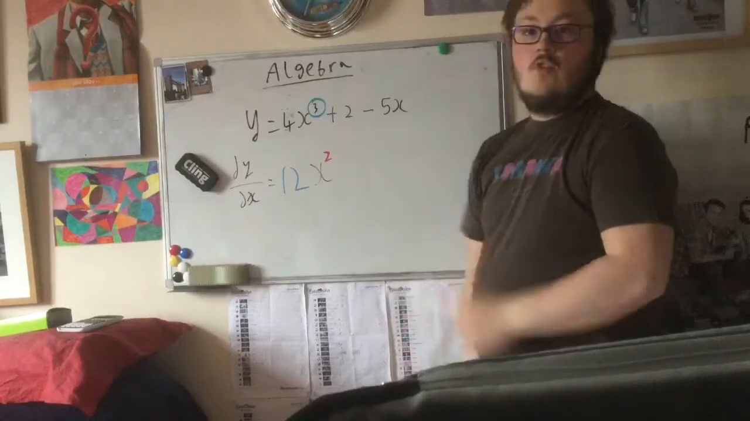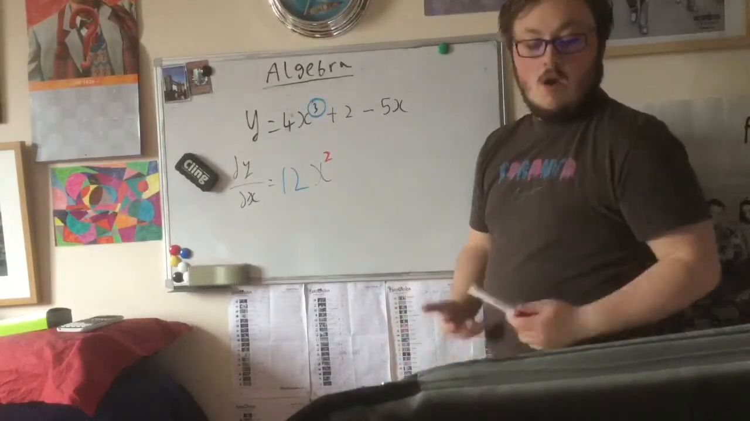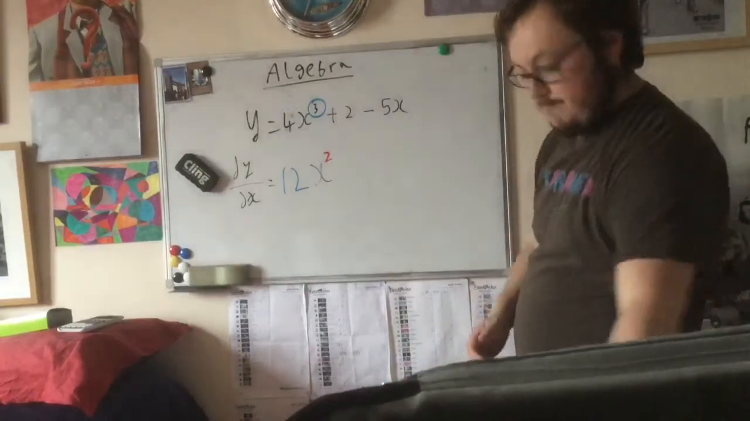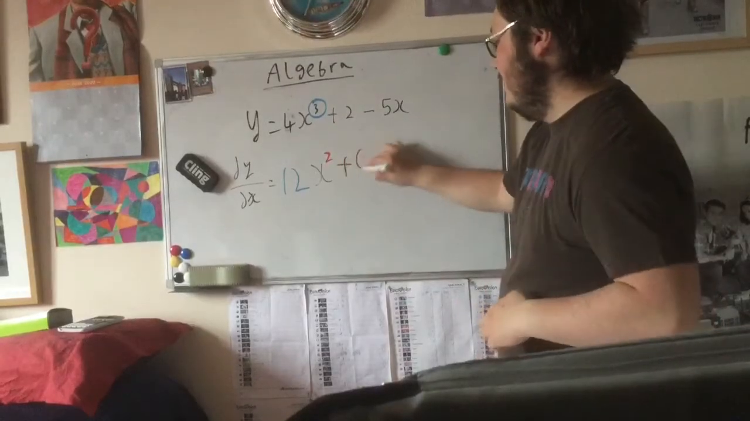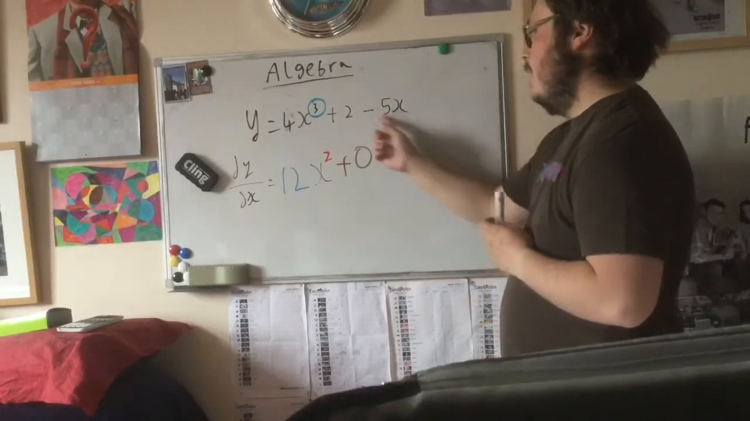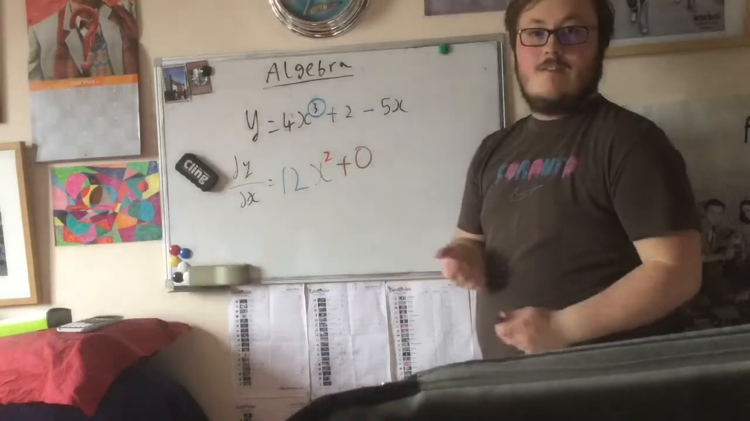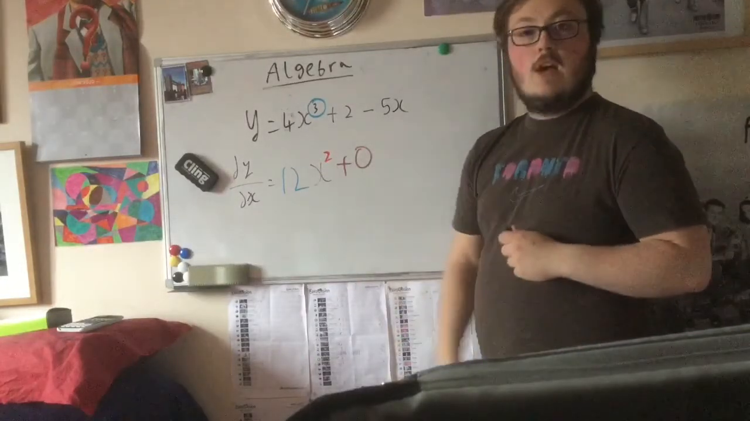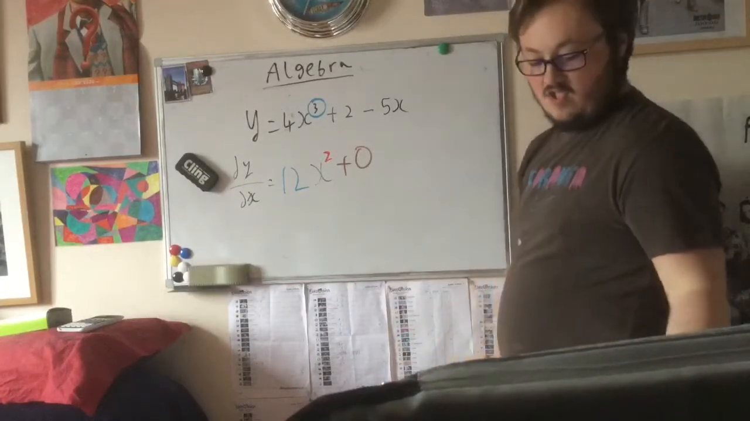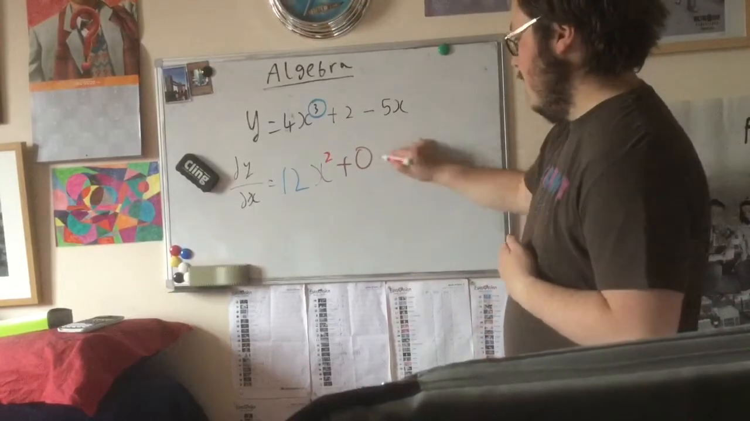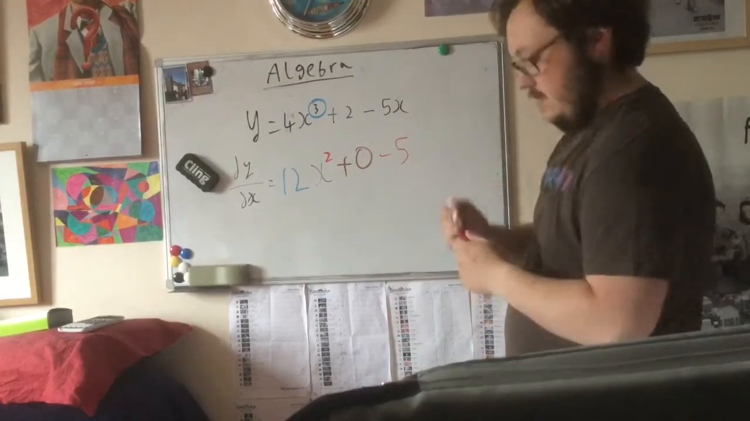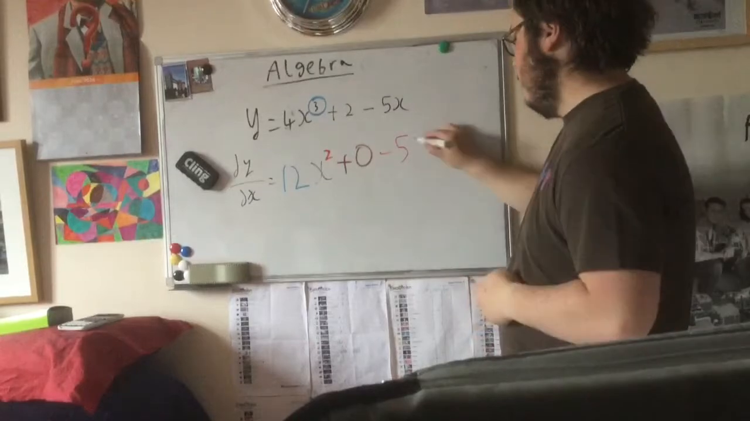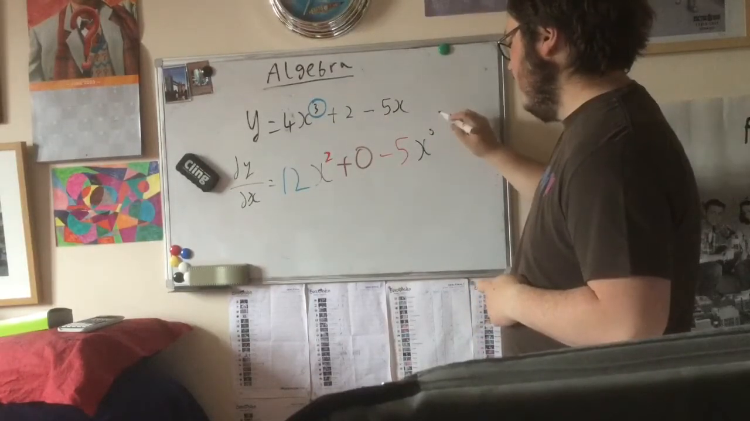The next one we have 2, that's the same as 2x to the power of 0. When you differentiate that, that will just become, well, 0. Then we have minus 5x, and that's the same as minus 5x to the power of 1. Minus 5 times 1 is just minus 5. And then we just do it to minus 5x to the power of 0.